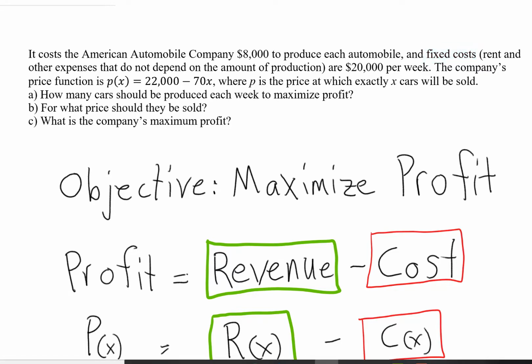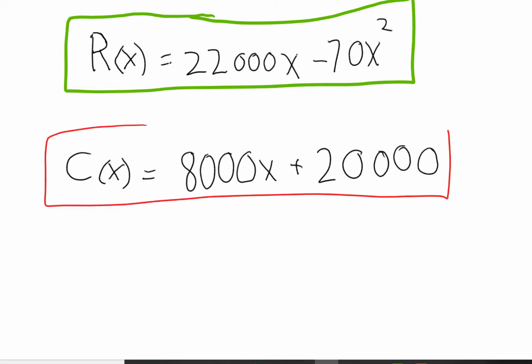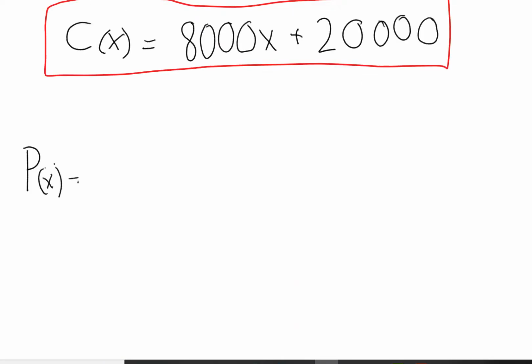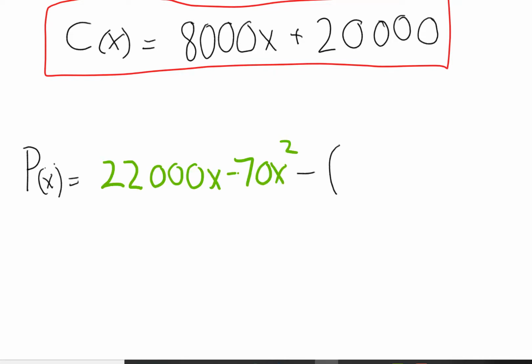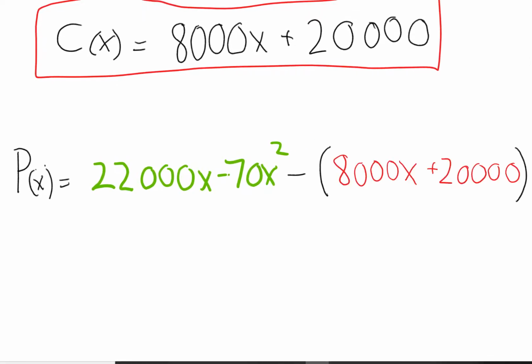So $8,000 per car, plus the problem mentions fixed costs, rent and other expenses that do not depend on production. Those are $20,000. So I will still have to pay those $20,000 in fixed costs, and they don't depend on production, so I don't put an x next to them. There is my cost function. So I have both of my pieces for my profit function. Let's put them together, revenue minus cost. My profit function equals, I'll use green for the revenue function, minus, because the cost function has 2 terms, put up parentheses. Okay, there we have our revenue minus cost function to equal the profit function.